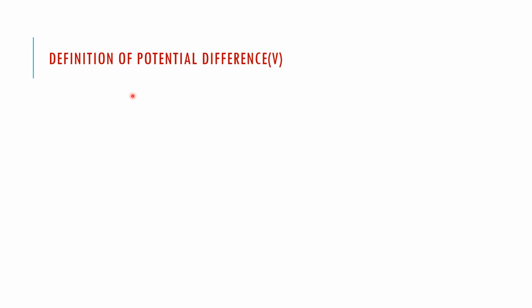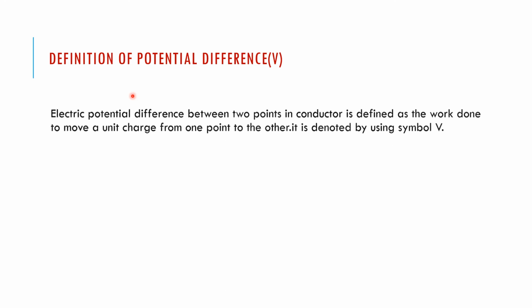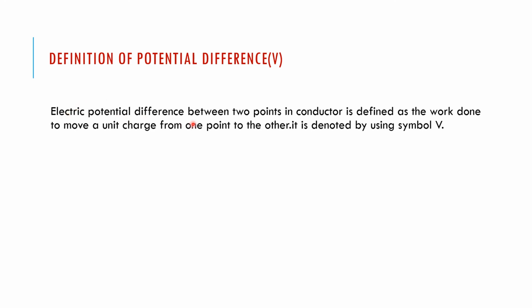Okay, let us see how the definition goes. Electric potential difference: there will be 2 points. Electric potential difference between 2 points in a conductor is defined as the work done to move a unit charge from one point to another. It is denoted by the symbol V. Okay, so this is how electric potential difference is defined.